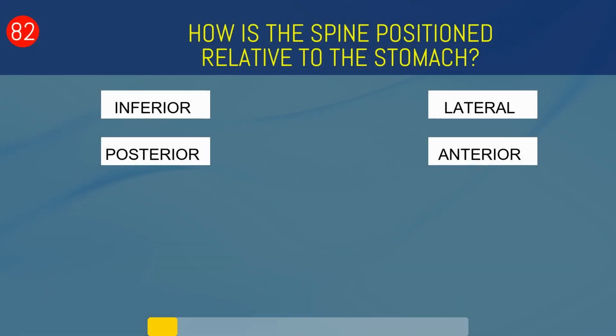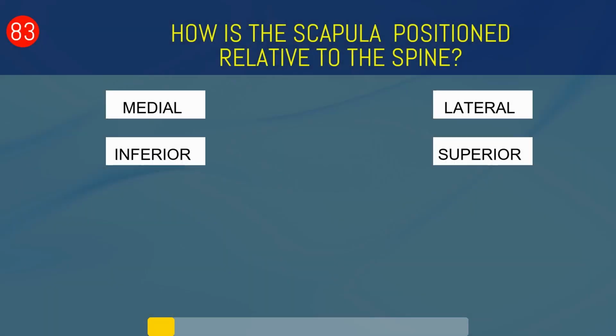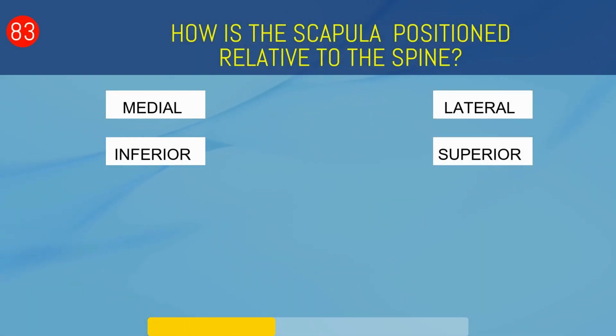Inferior. How is the spine positioned relative to the stomach? Inferior, posterior, lateral, or anterior? Posterior. How is the scapula positioned relative to the spine? Medial, inferior, lateral, or superior?